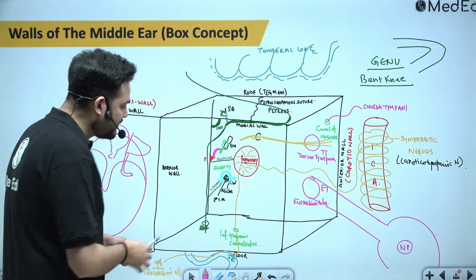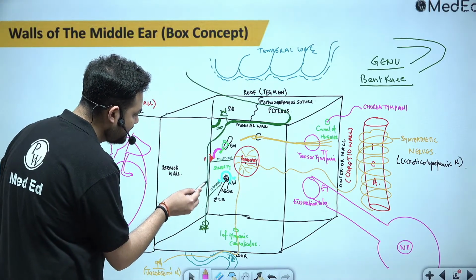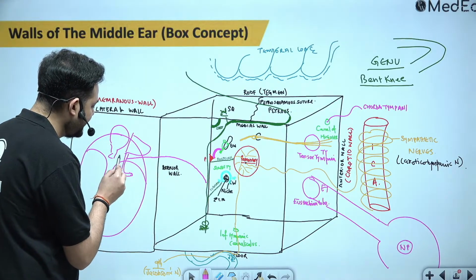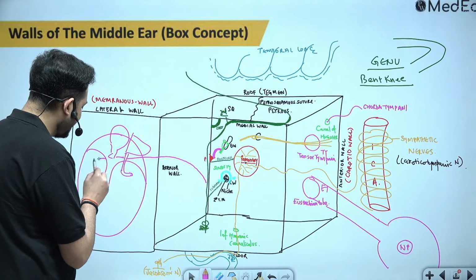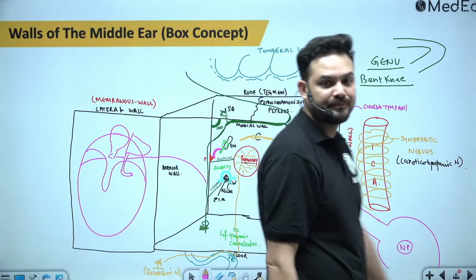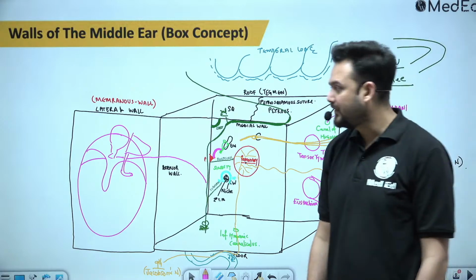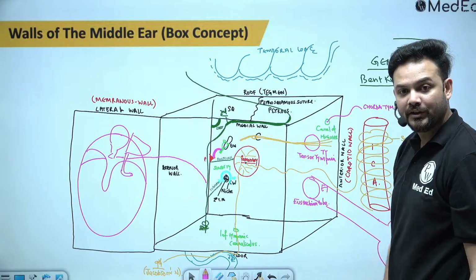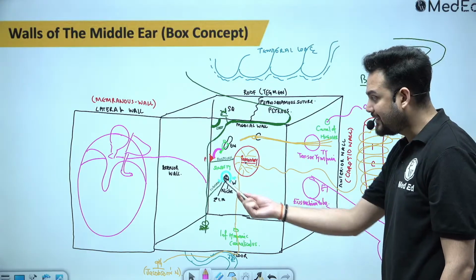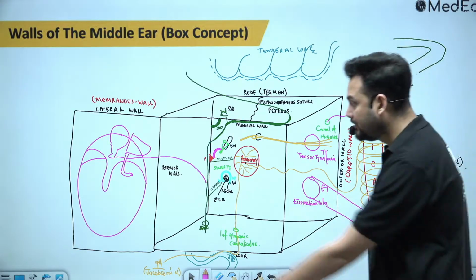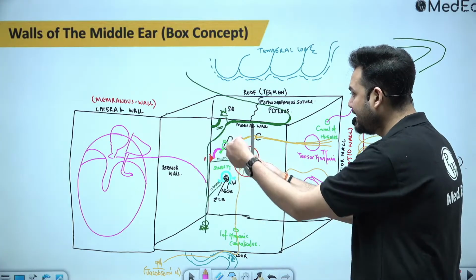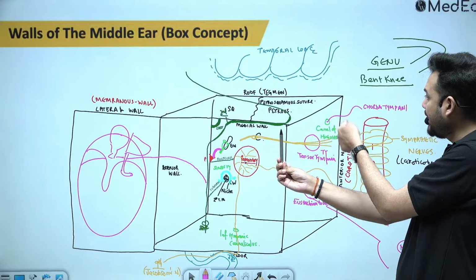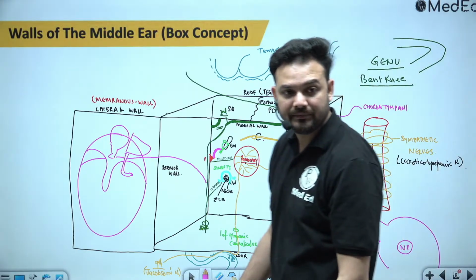So chorda tympani is a branch of the seventh nerve which actually comes out from the vertical segment of the facial nerve. Then it goes and runs between the malleus and the incus, and then it exits from the canal of Eustachian. If you close this box, your ossicles will come inside. So this chorda tympani is coming out from the vertical segment of the facial nerve, then it passes between the malleus and the long process of the incus, and it exits from the canal of Eustachian to supply the anterior 2/3 of the tongue.